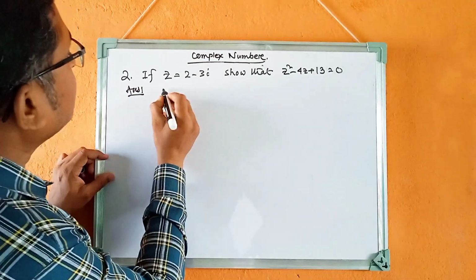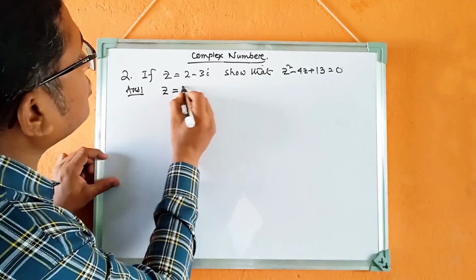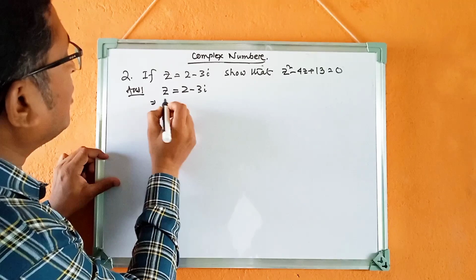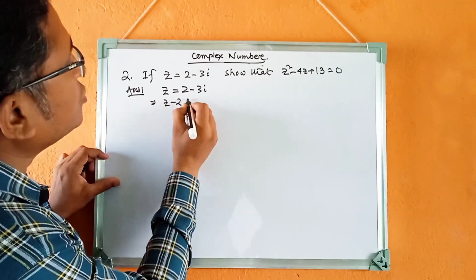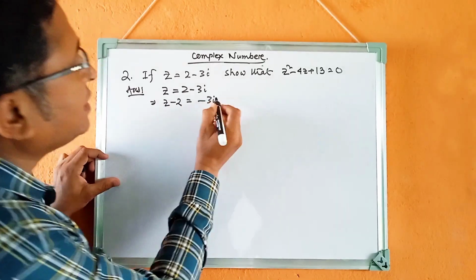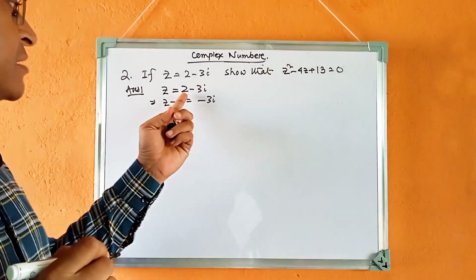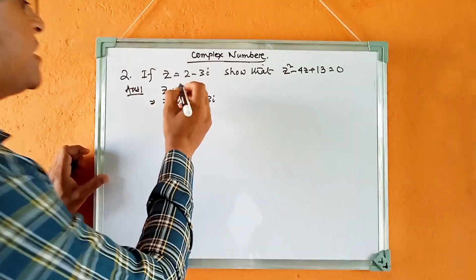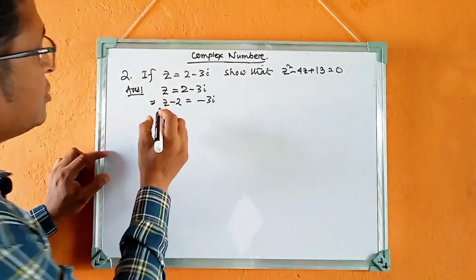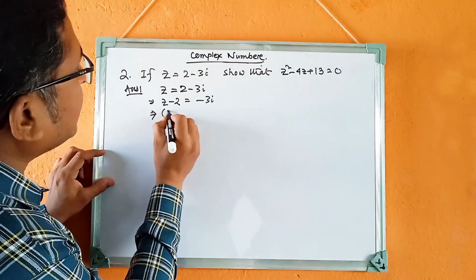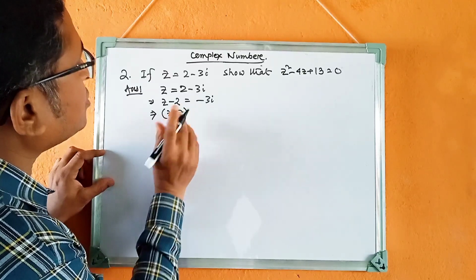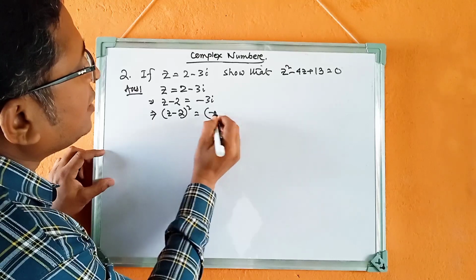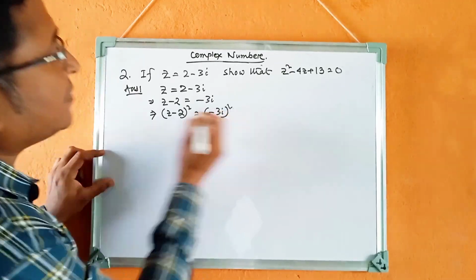How to solve this? First of all, we write z is equal to 2 minus 3i, that is given. Now z minus 2 equal to minus 3i. We shifted 2 from RHS to LHS, so its sign changes, that is plus 2 to minus 2. Now squaring both sides, we get (z minus 2) whole square equal to (minus 3i) whole square.